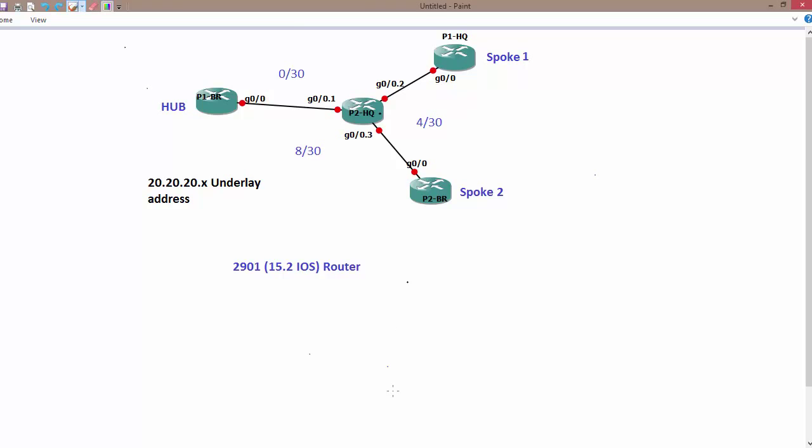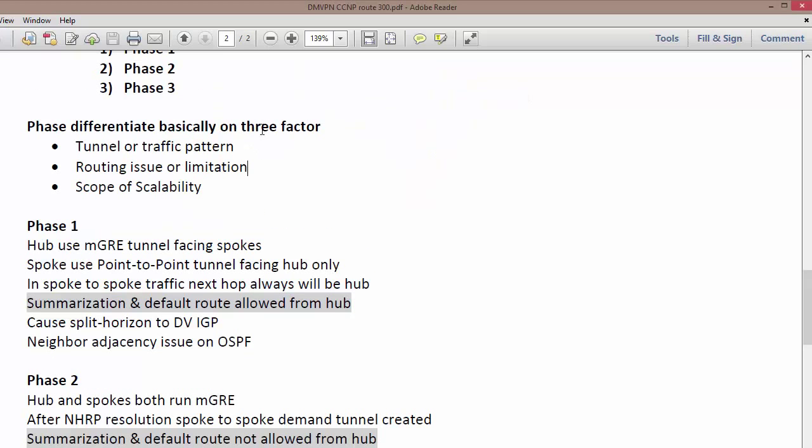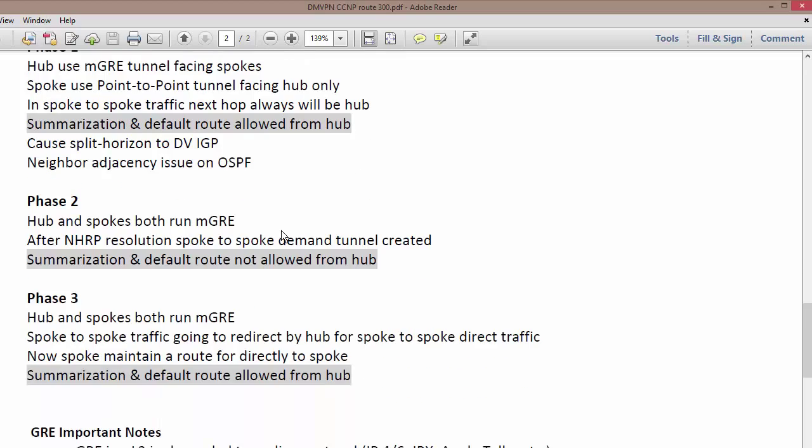Because of that, we are going to talk about phase 2 and phase 3 configuration of dynamic multipoint VPN. Both phase 2 and phase 3 allow spoke-to-spoke communication. The difference between phase 2 and phase 3 is that phase 2 does not allow summarization and default route from the hub, but phase 3 allows summarization and default route from the hub. That's why phase 3 is the current technology used in networks.